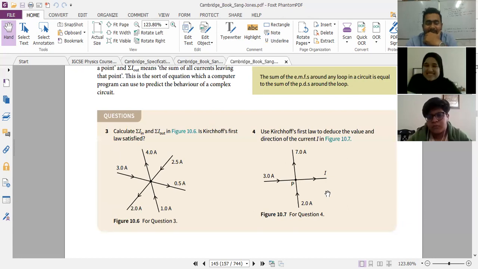-2. Check. Oh, come on. The sum of current entering, how much so far? 5. And exiting 1 is already 7. 7 is already more. Then how much will be there in I to make it balance? Urabbas? Yes, sir. What should be the answer here?